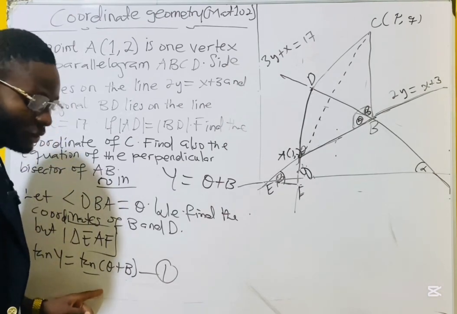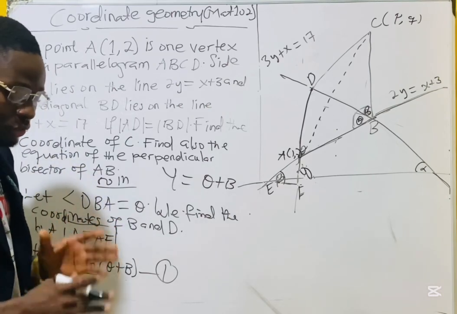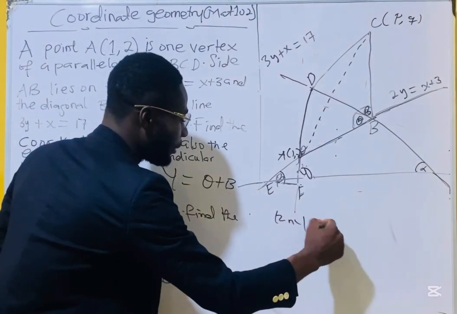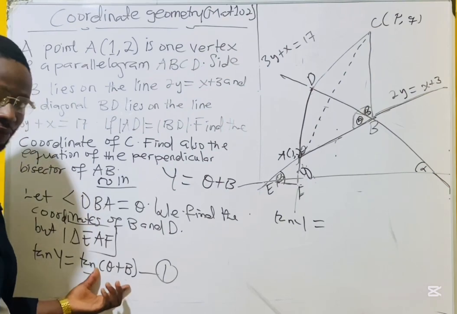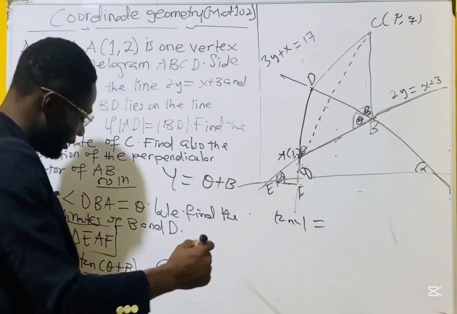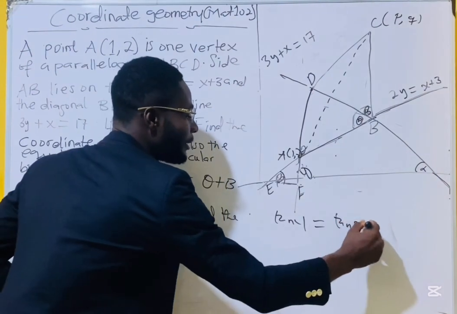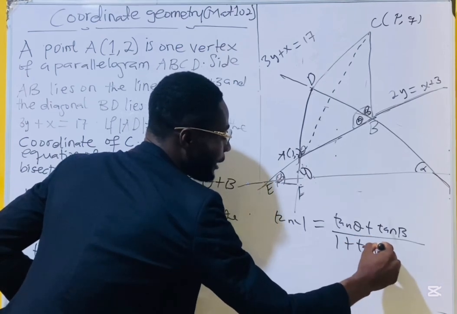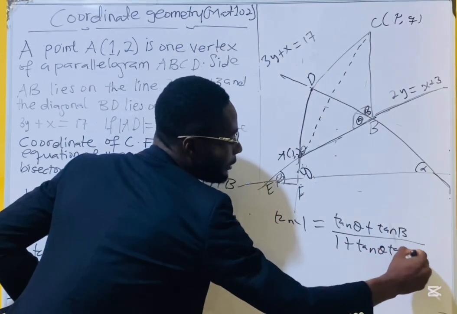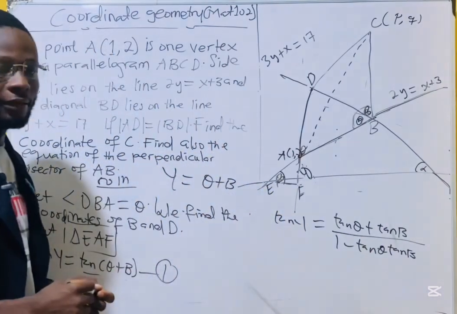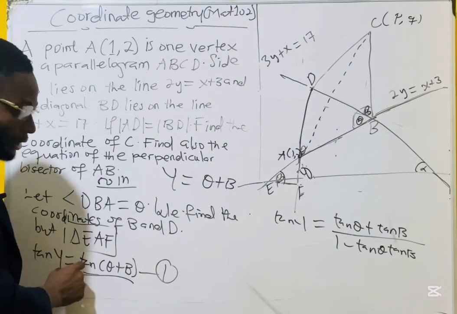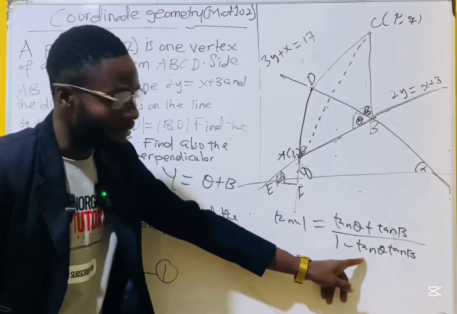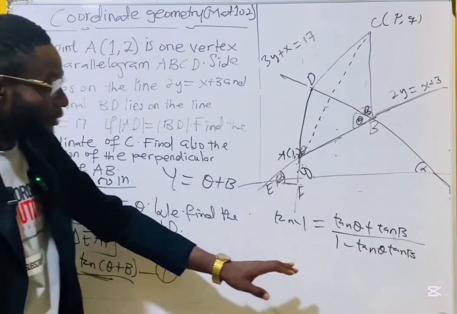So if that is true, then let's also say that this tan gamma will be equal to, we can expand this, right? If you expand this from trigonometry, you have tan theta plus tan beta over 1 minus tan theta times tan beta, right? So that is what we have.